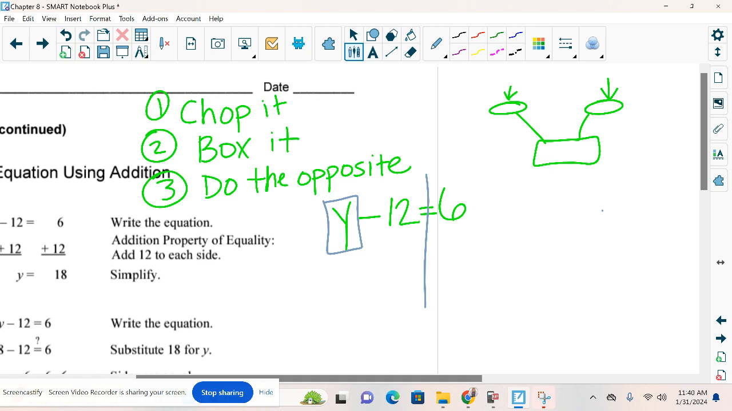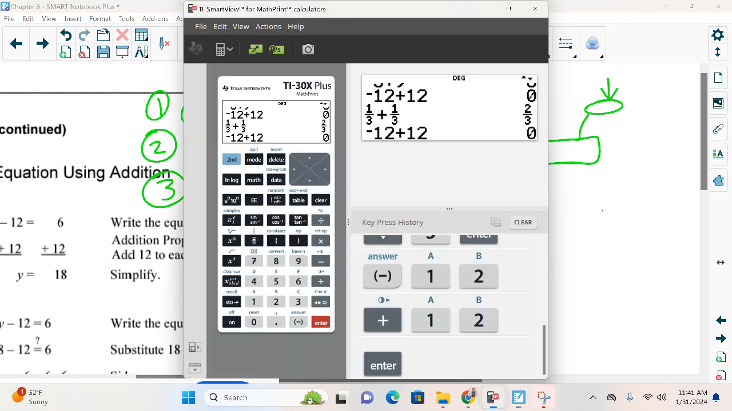So that means we've got to move everything else on its side to the other side. And the way we do that is by doing the opposite. Right now, you're currently subtracting. What's the opposite of subtraction? Addition. So I'm going to add 12. And whatever I do to one side, I got to do to the other side. Now, these two are going to cancel out. And I'm going to prove it to you.